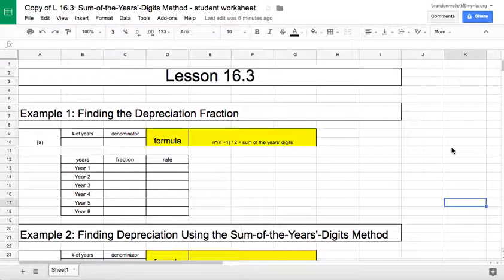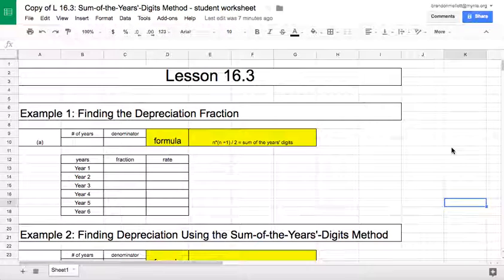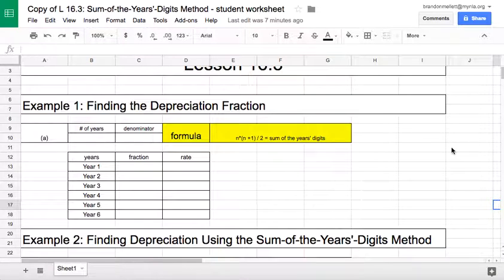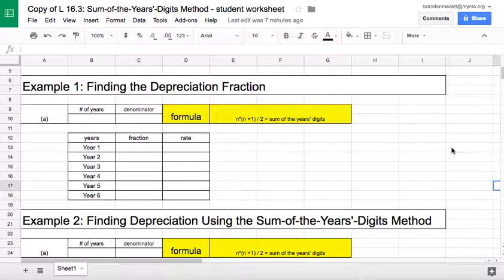In 16.3, we're going to continue talking about depreciation. We looked at two other methods so far in the previous lessons, and now we're going on to depreciation method number 3, which is using a depreciation fraction. So what we're going to do in this one is, instead of using a percentage to calculate depreciation with time, we're going to use a fraction.